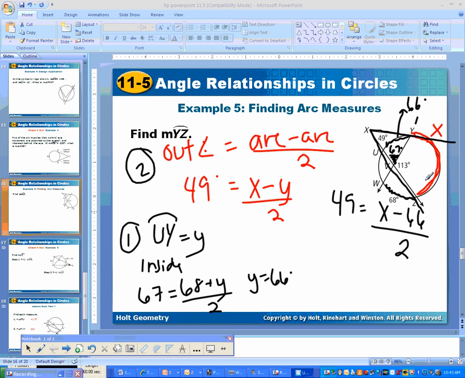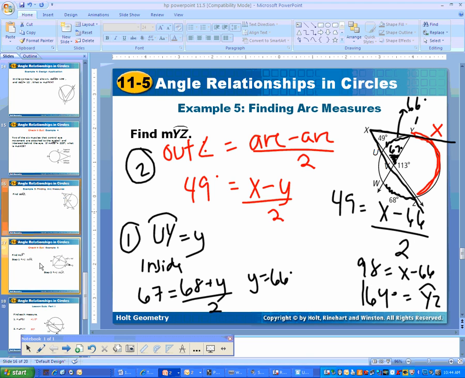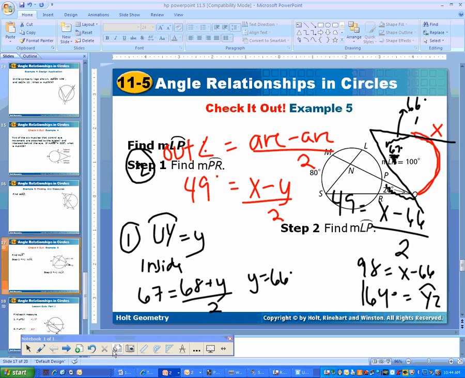this 49 degrees. Okay, so multiply by 2 and you get 49 times 2 is 98 equals x minus 66. You add the 66 and you get that this x, this red arc, is 164 degrees YZ. All right, so there's 2 steps. That's the hardest type of question I can give you. And the last one I want you guys to work on tonight, number 4, title number 4, is this one.